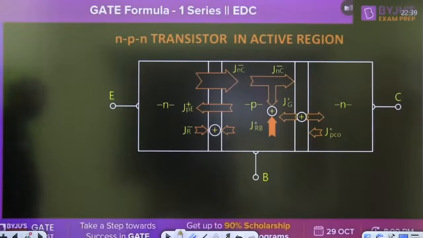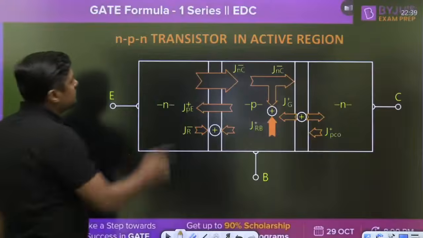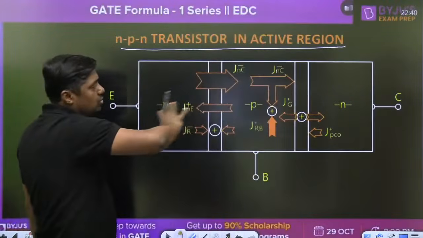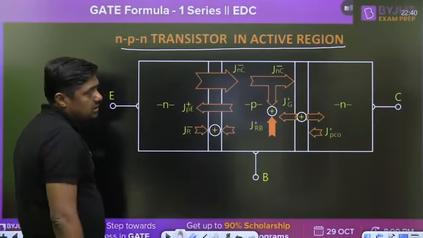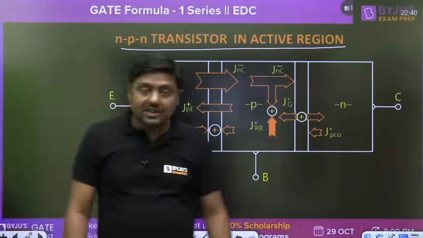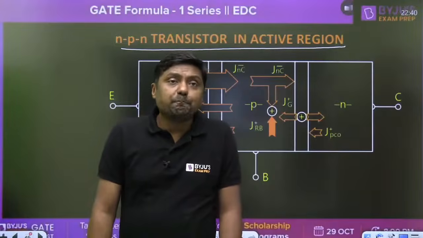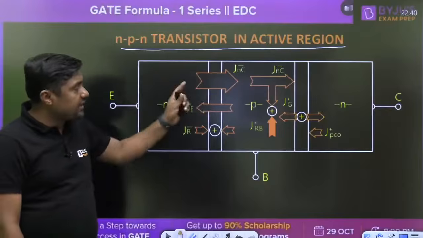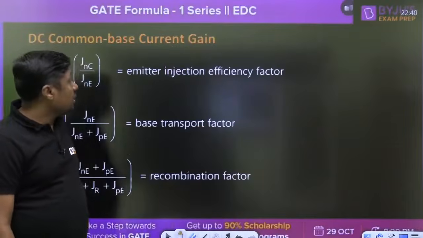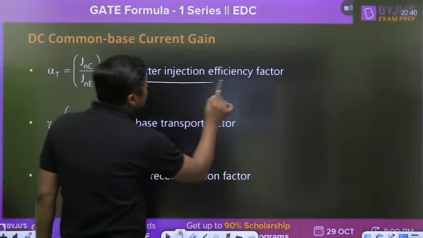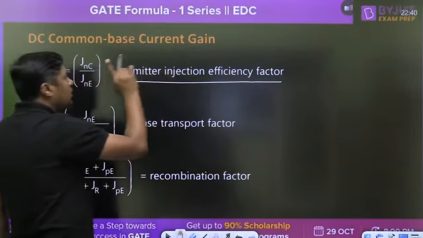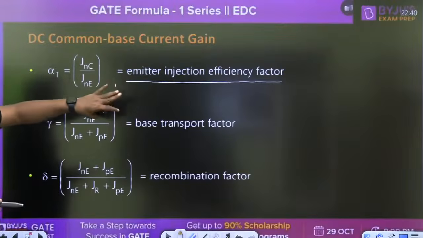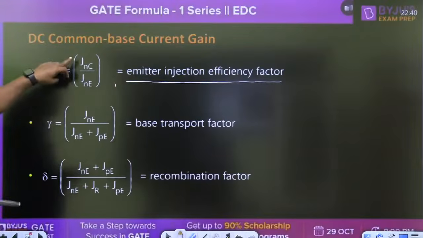Now, the NPN transistor in active region. There are a number of current components, given in this diagram from a standard textbook, Neamen. So which formulas are important on the basis of this diagram? The emitter injection efficiency factor. This is important for electronics students.